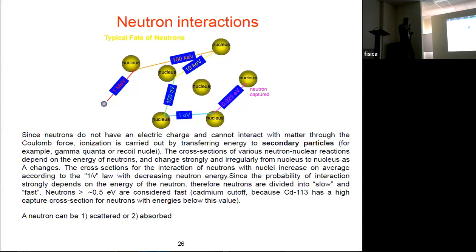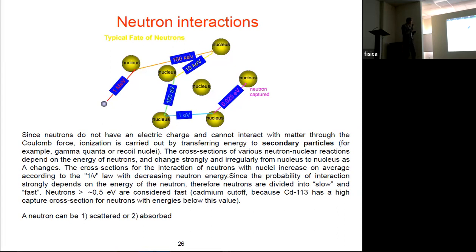And there is some limit, which is called the cadmium cutoff, which is really a rough estimation showing that all neutrons which have energy more than half an electron volt are considered fast neutrons, and those which are lower are considered slow neutrons. But actually, it's one of the simplest characterizations. There are more neutron categories, and I will show them on the next slide.